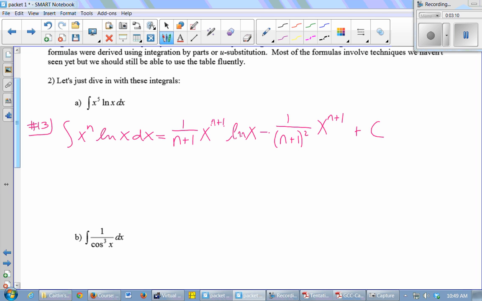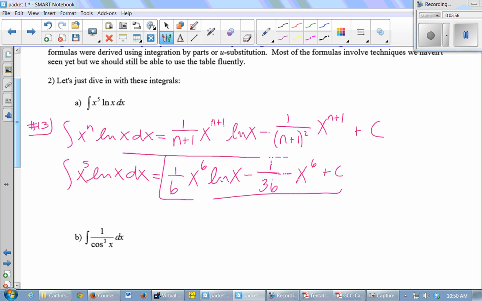What is n in our problem? 5. Yeah, my problem has x to the 5th, and you can use this for x to the anything. So in our case, n is 5. So if I want to do the integral of x to the 5th, ln x dx, I just have to replace all my n's in the formula with 5s, and I'm done. So this is going to be 1/6, because 5 plus 1 is 6, right? x to the 6th times the ln of x, minus 1 over (n plus 1) is 6 squared, which is 36, times x to the 6th, plus c.